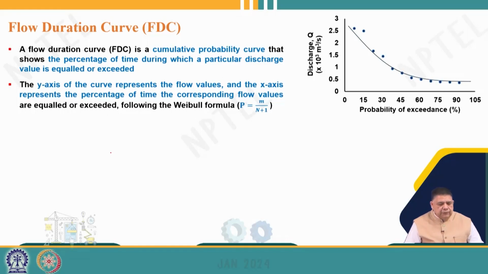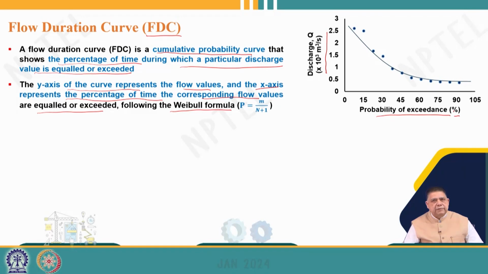Now, starting with the flow duration curve, which is popularly called FDC, it is a cumulative probability curve that shows the percentage of time during which a particular discharge value is equaled or exceeded. So, this is the curve which you can see on the right. The y axis of the curve represents the flow values and the x axis represents the percentage of time the corresponding flow values are equaled or exceeded, following the Weibull formula P equals m by n plus 1. As you can see here, this is the discharge plotted against probability of exceedance in percent.